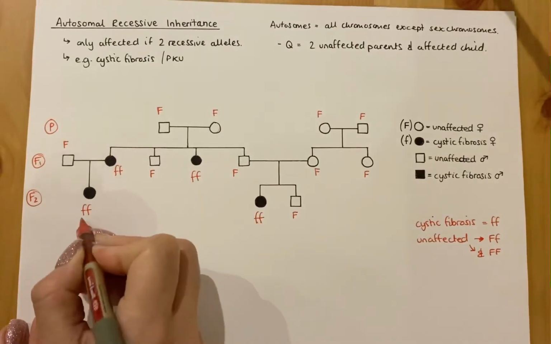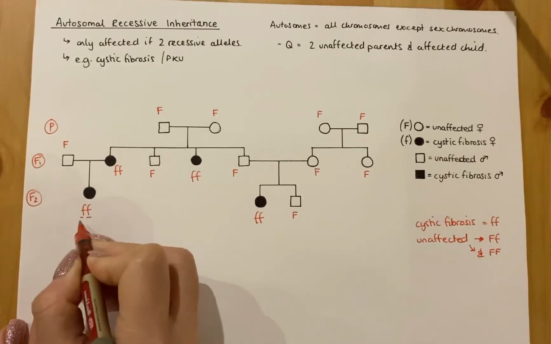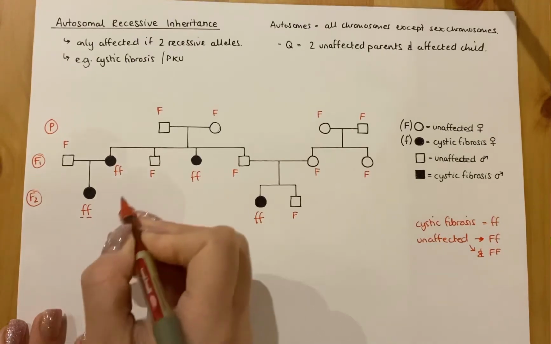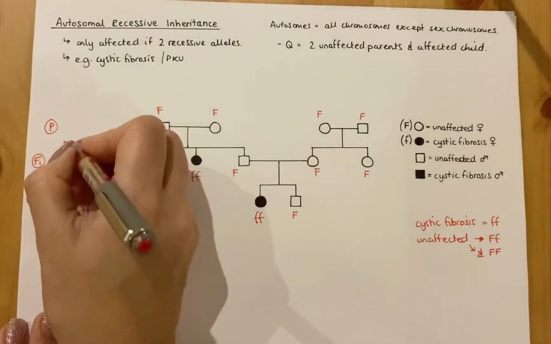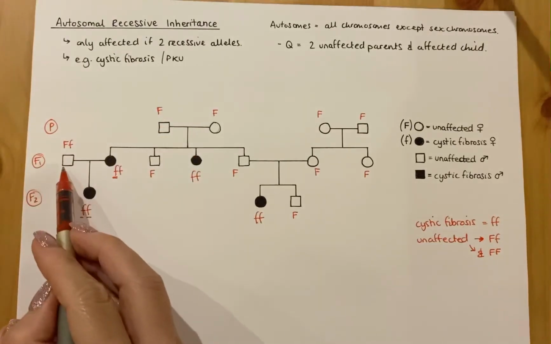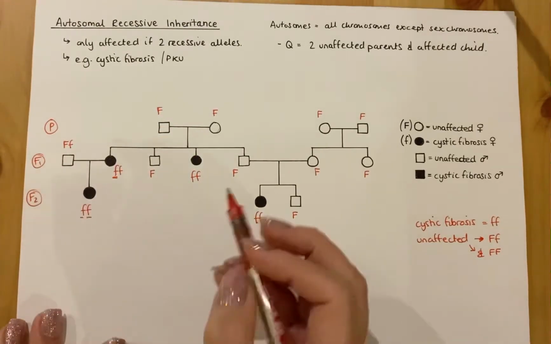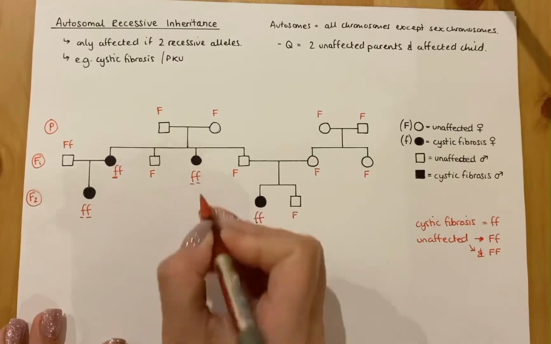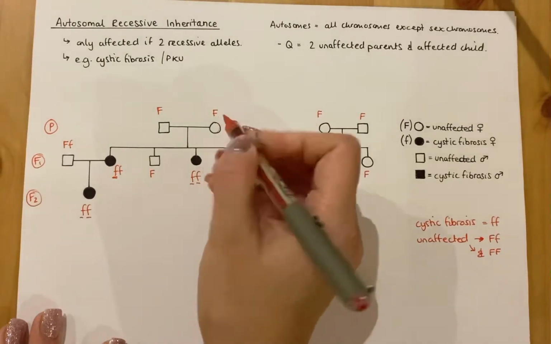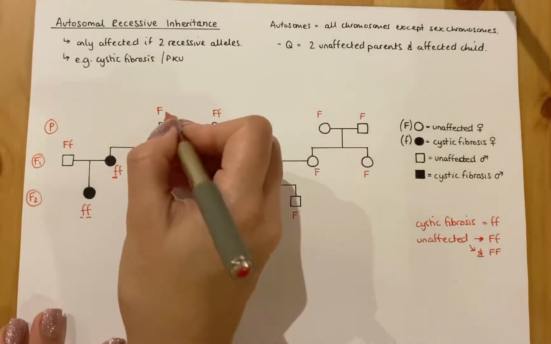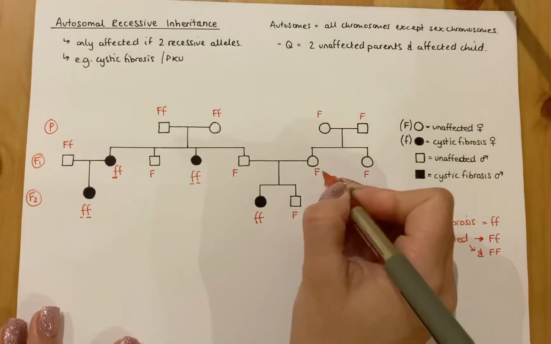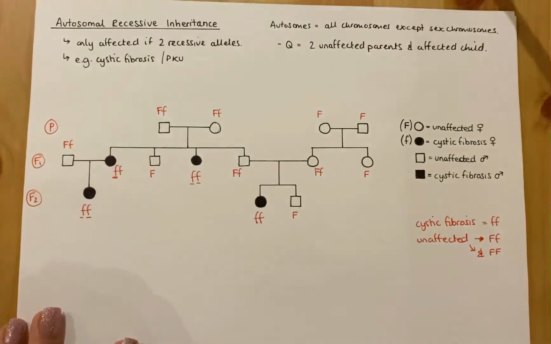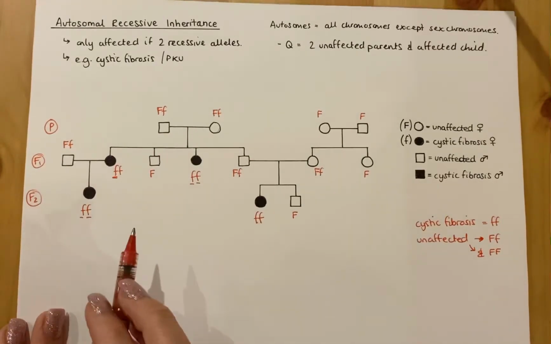So for example, this child here has 2 small f's. They must have inherited one from this parent here, so the other one must have come from the other parent, so therefore this parent here is heterozygous. Same logic applies for this one. There are 2 small f's here. That means that one must have come from one parent up here, and the same for this over here. Okay, same logic with this child. So you can work out all those from there.